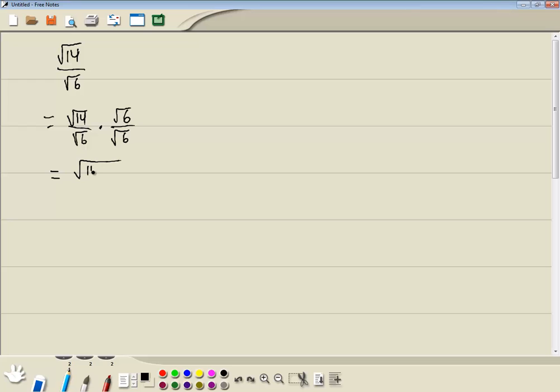So up on top, we don't actually multiply those together, we just put them next to each other. And same down below. Now back up on top, we got 14. I want to do the prime factorization of that. That'd be 7 times 2. Now the 6, prime factorization of it is 2 times 3.